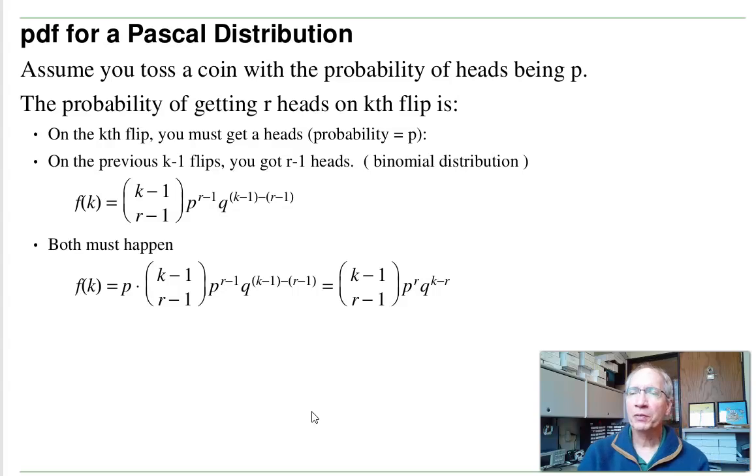What has to happen is if I want to flip a coin until I have 3 successes, the last flip is a success. So this is going to be R minus 1, 2 successes on the previous K minus 1 flips. I've got that many successes, this many failures, and I have R minus 1 successes scattered around K minus 1 spots, plus the last time has to be a success, so it's going to be P times that. So this is the PDF for a Pascal distribution. It simplifies to K minus 1 choose R minus 1, P to the R, Q to the K minus R.